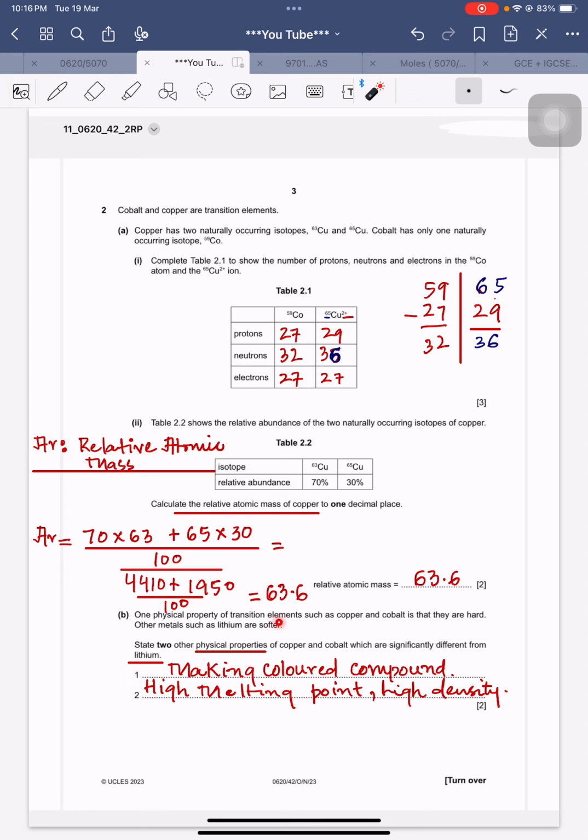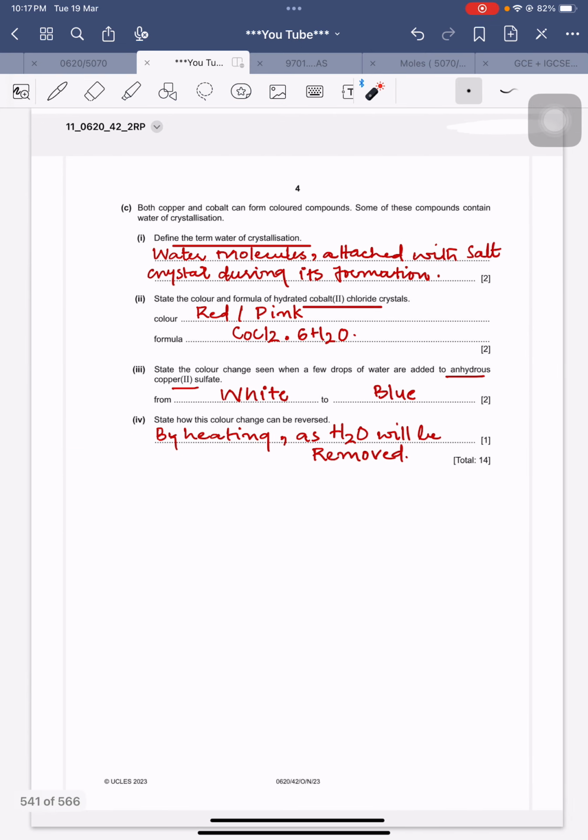So one physical property of the transition block elements such as copper and cobalt is that they are hard. So we can say about the transition block elements that one of the physical properties is that they have a high melting point and high density. We can say as well that the metals of the transition block elements are hard. Can you recall that I have taught you that in group number 1 the metals are very soft, can be cut with a knife? So this cannot be applied to the transition block elements. Okay. State two physical properties of copper and cobalt which are significantly different from lithium. Cobalt and copper make colored compounds and they have a high melting point and high density, whereas lithium does not make colored compounds, it is very soft and it has a low melting point as well.